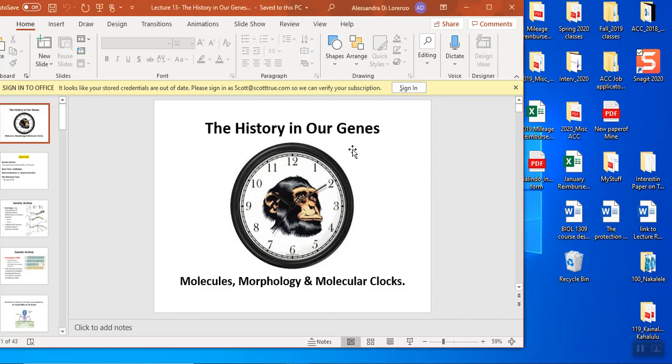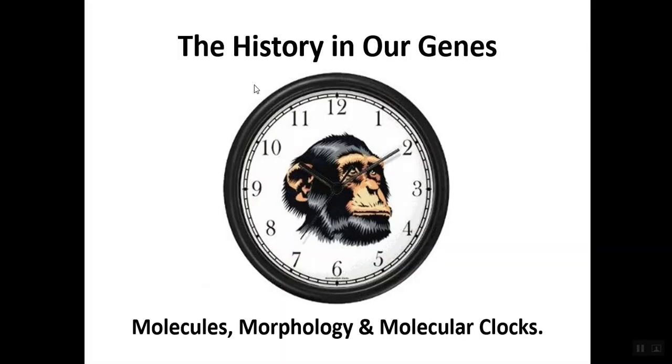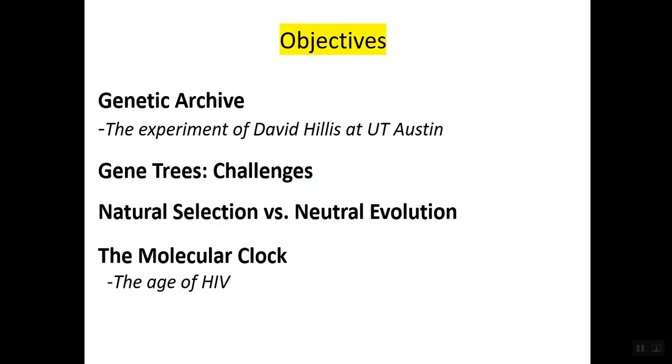Okay, guys, today we're going to talk about this new chapter entitled The History in Our Genes. Basically, here is what we're going to talk about today. We're going to talk about the concept of the genetic archive, and we're going to look into an experiment that was done by a guy that is very close to us, Dr. David Hillis at UT Austin. He proved the point of the genetic archive with an experiment made with viruses. We're talking about viruses every single day at this time, so this experiment comes even more into consideration.